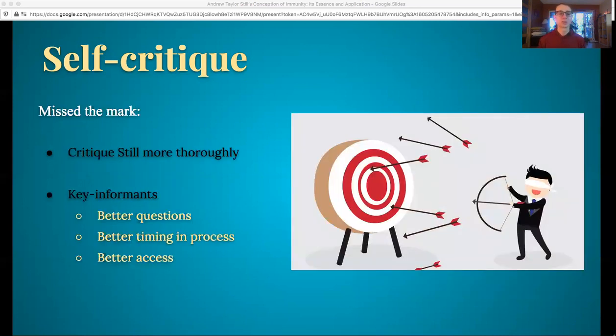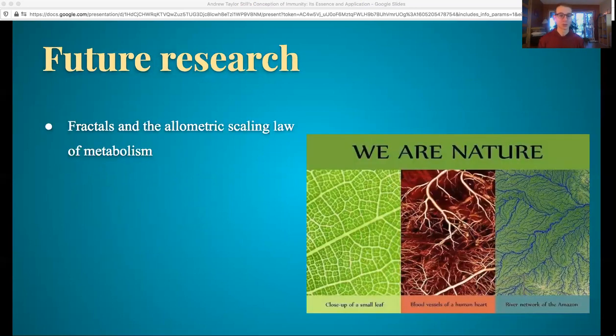In terms of shortcomings, I could have critiqued Still more thoroughly, and the key informant processes could have been optimized in a few very important ways. As far as future research goes, the findings of this research spread out into many interesting branches that should be followed. I feel that the foremost of these is the role of Still's holographic worldview in better interpreting the findings of modern research involving the structure-function relationship that may dictate metabolic rates across biological species.